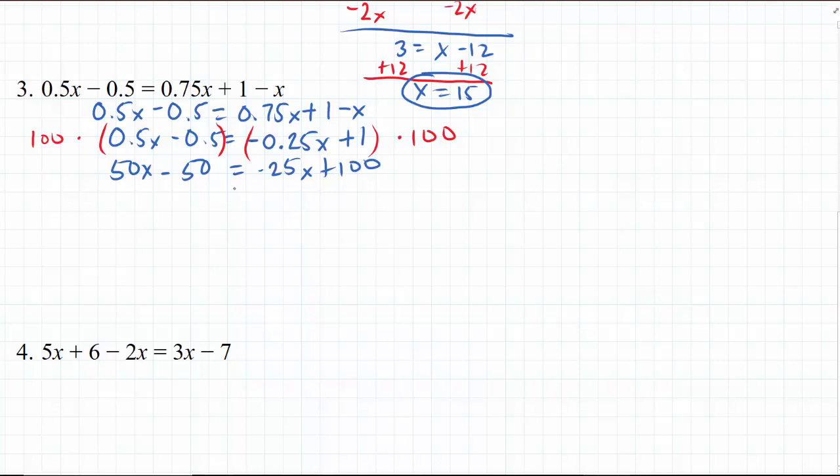Now that the decimals are gone, it might be easier, and we're going to just move the variables to one side, constants on the other. To do that, I'm going to add 25x. 50x plus 25x is 75x, minus 50 equals, this cancels out, 100. I'm going to add 50 to both sides.